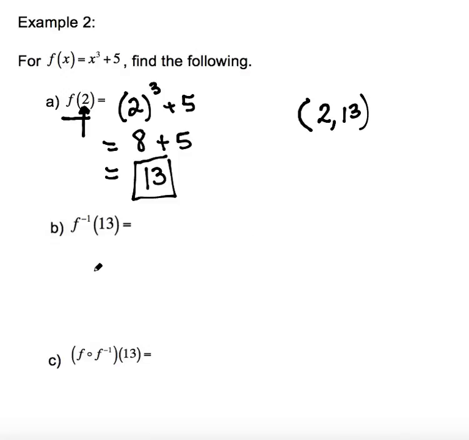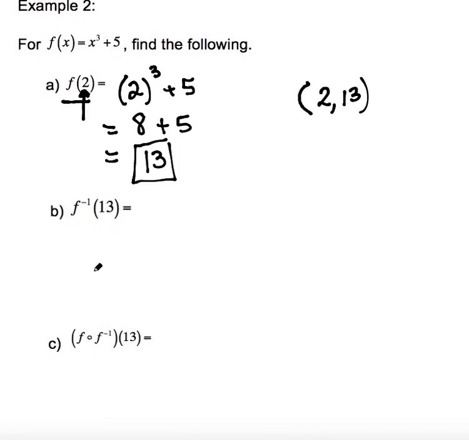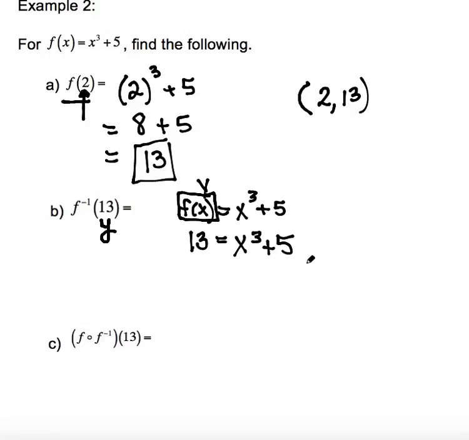Now, part B asks us to find the inverse. Remember, the inverse is going in the opposite direction, so what they've really given us here is the y value. They're telling us the y value is 13. Algebraically, I can look at the function f of x equals x to the third plus 5 and plug 13 in for the y. We know that f of x is the same as y, so I can change it to 13 equals x cubed plus 5. I'm going to subtract 5 from both sides.